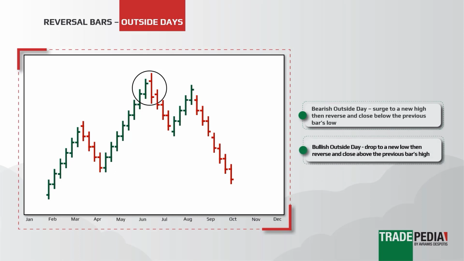A bullish outside day occurs at the bottom of a decline and is recognized with prices first collapsing to new lows, followed by a recovery above the previous bar's high and close above the previous bar's high. Note that outside days are stronger signals than key reversals and two-bar reversals.